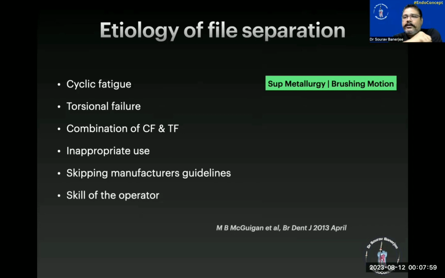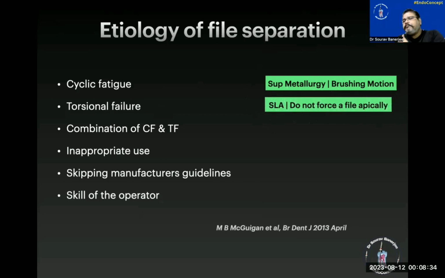So what we have to do is reduce the amount of time that a file spends inside the canal rotating at a single location. You have to keep on using a brushing motion. The brushing motion keeps changing the location around the curvature, and that reduces the chances of cyclic fatigue and eventually failure. So this is how we can avoid that.